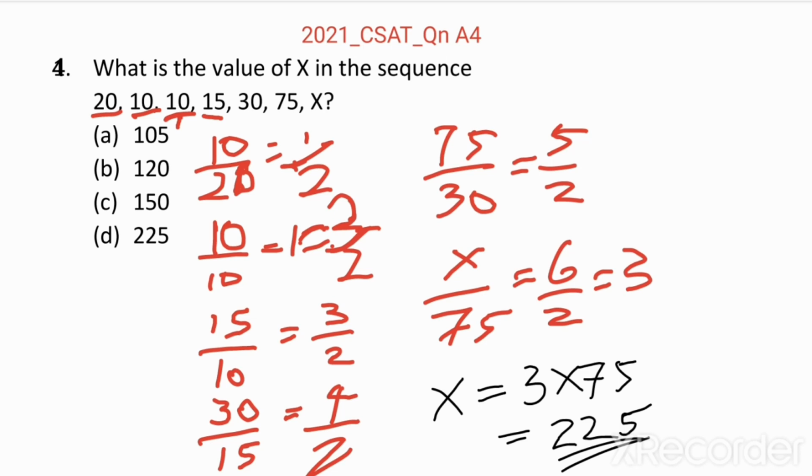So the sequence is progressing by 1 by 2, 2 by 2, 3 by 2, 4 by 2, 5 by 2, 6 by 2. So finally we get x equal to 225. Option D is the right answer.